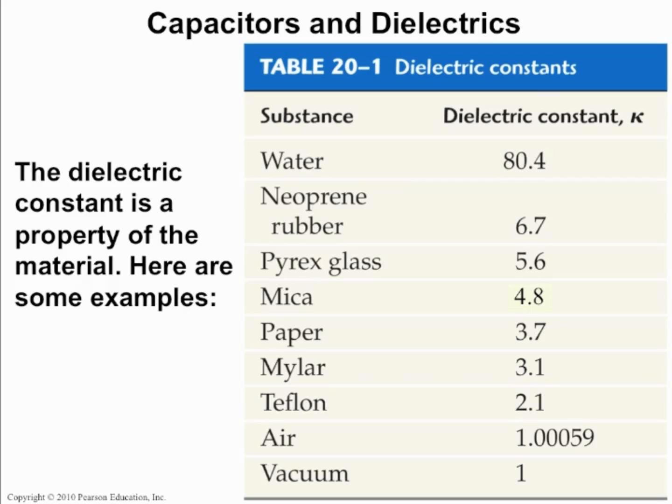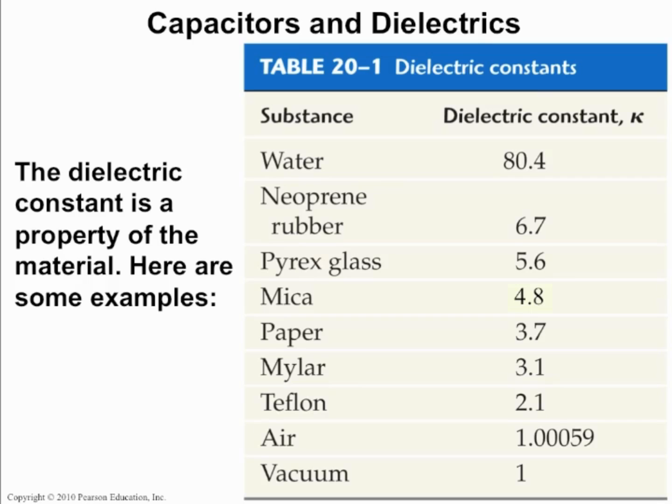Let's look at the bottom of the table, and we see that a pure vacuum has a dielectric constant of 1. And of course, if you just multiply 1 by ε₀, you get ε₀, and that's why when we use the formula C equals ε₀A over d for vacuum or for air, we didn't have to worry about the K. Now air is 1.00059, which is so close to 1 that for all practical purposes we can just treat it as 1.